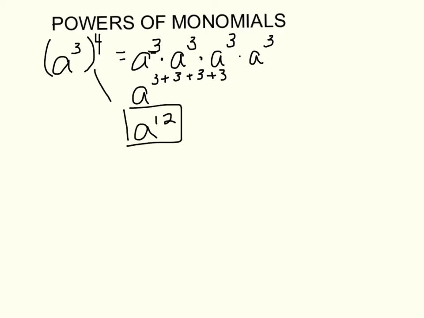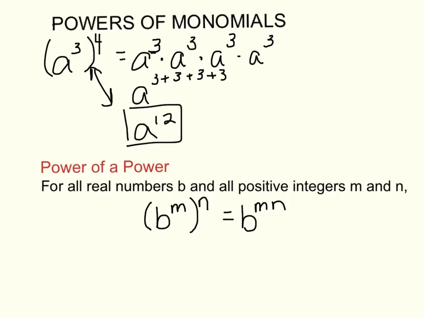But there's a shortcut. What do you notice to go from a to the third to the fourth to a to the 12th? Well, we can just multiply the powers, 3 and 4. So that is your key idea. Your rule is this: b to the m to the n is going to be equal to b to the m times n. You just multiply the two powers together.